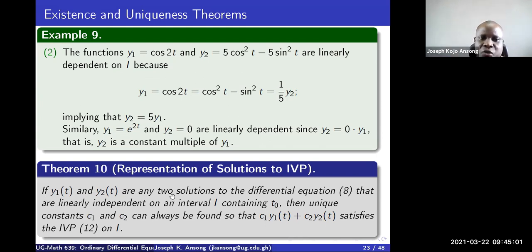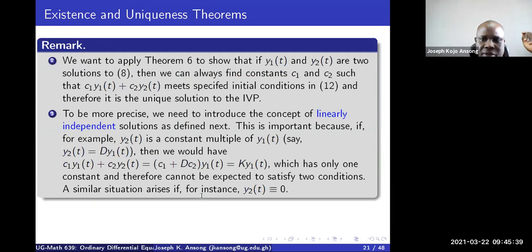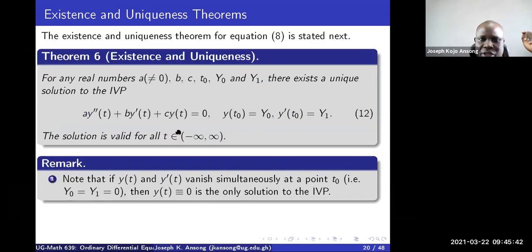If y1 and y2 are two solutions to the differential equation 8, that's the homogeneous differential equation, that are linearly independent, so now we have specified that these solutions have to be linearly independent on an interval containing your initial point, t0. Then you can always find unique constants C1 and C2 so that this combination here satisfies your IVP 12 on the interval. The IVP is the theorem we showed before, this one here. This is the IVP that we are looking at.